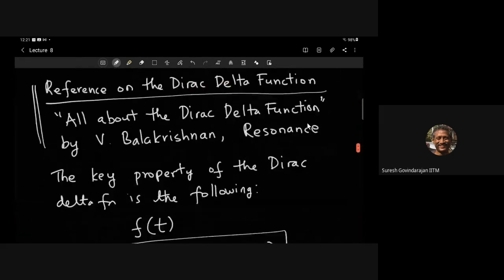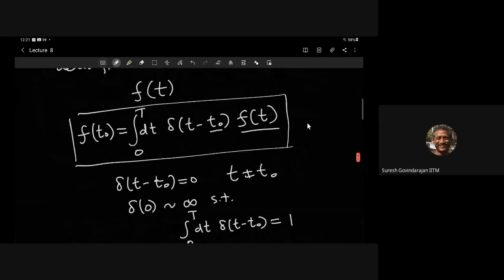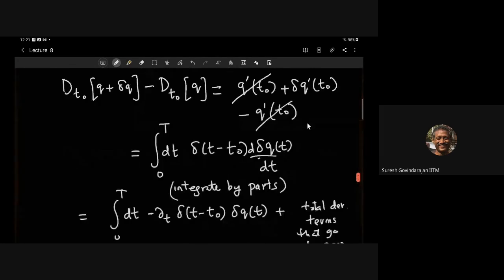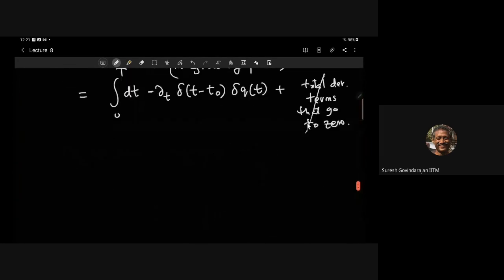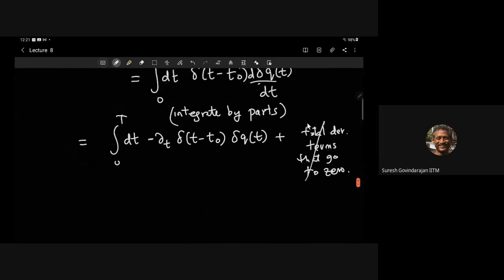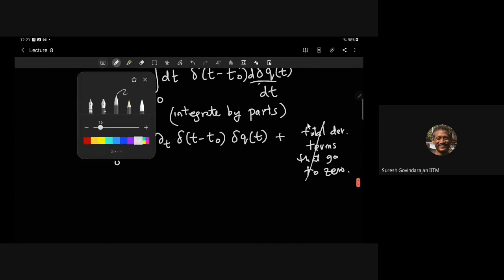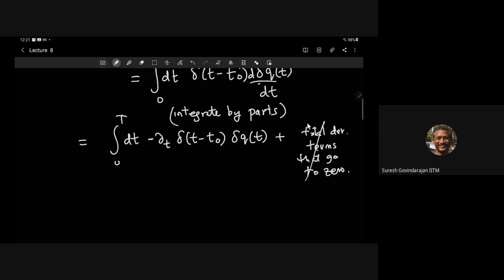So delta of t naught will always vanish. Delta of t minus t naught will vanish at 0 and capital T. So these terms will drop out, so this is not there. So this is what we get. Now again, we can compare with before, so let's put a box, red color.